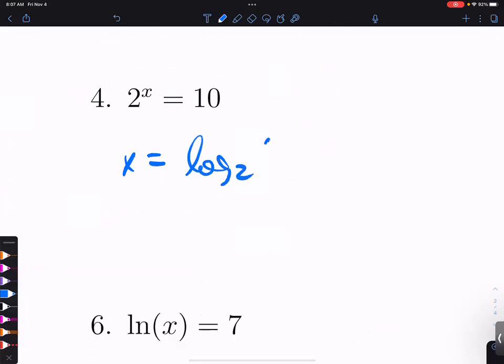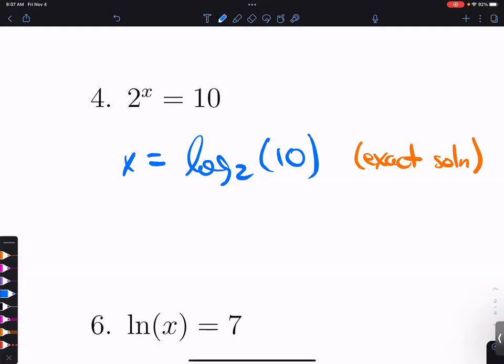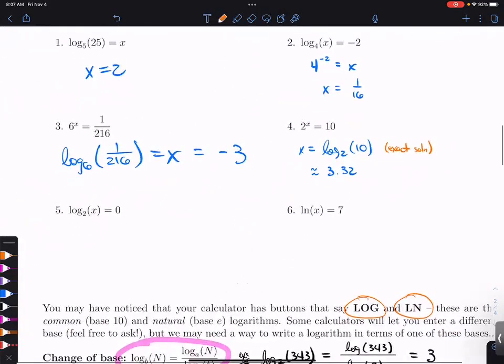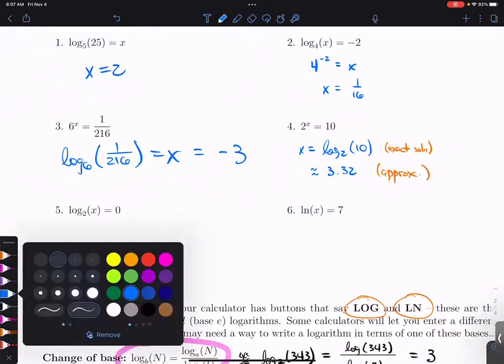The log base 2 of 10, that would be the exact solution, right? That's it. Or that's approximately what, 3.32? That would be the approximate solution. Okay, 5.